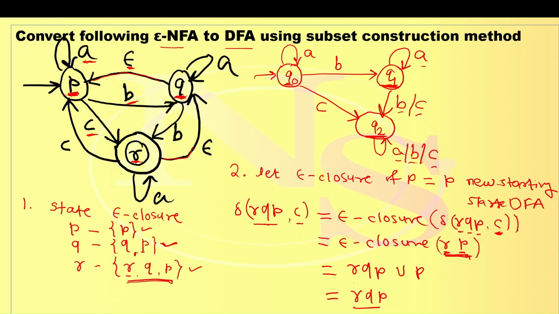What's remaining here? R is a final state. So wherever R is present, that state you can make the final one. Here R was present, so you can make this Q2. Actually this step should be taken before renaming, but as we know, here was RQP, so that will be our final state Q2, and this becomes our final DFA.